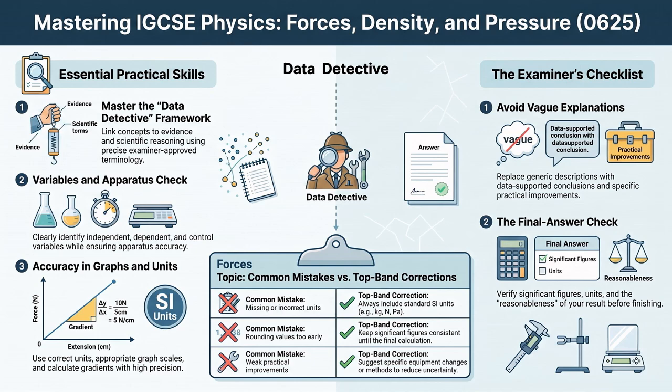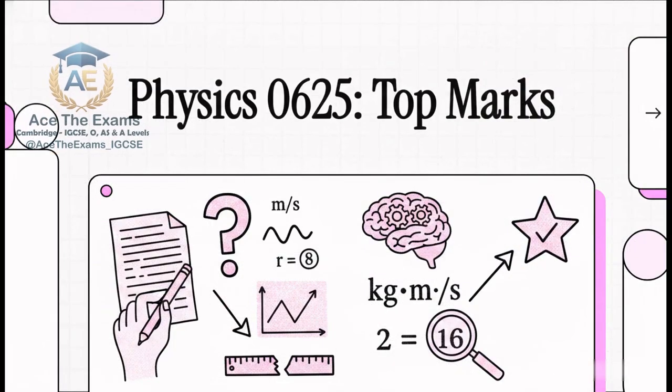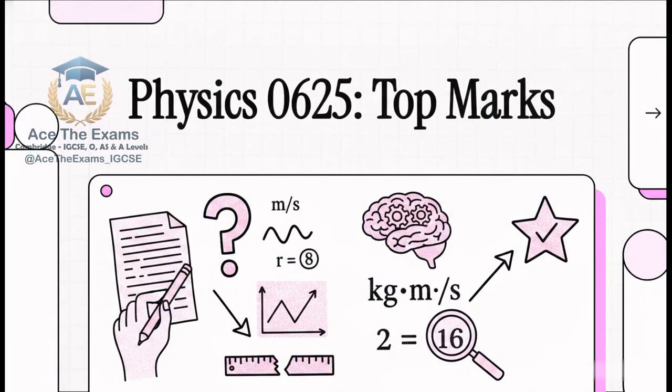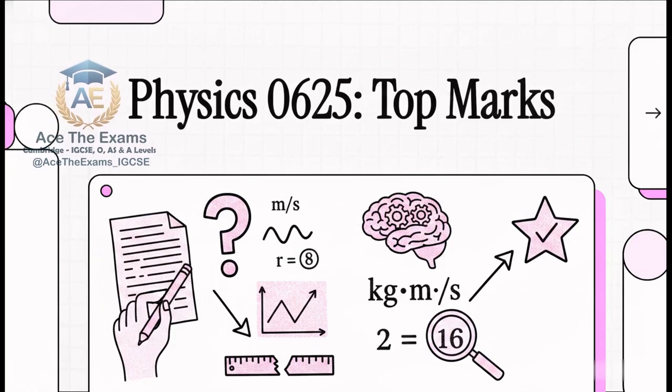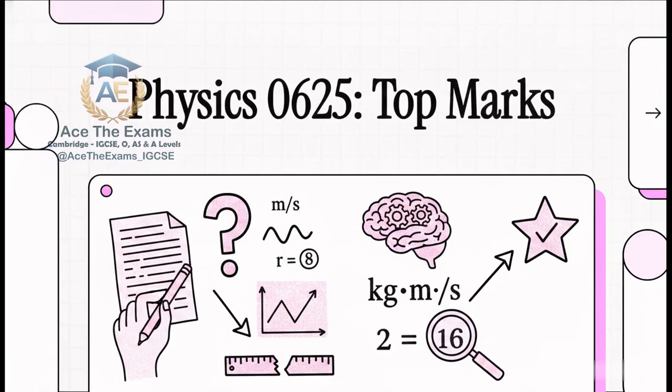You walk out of the exam room feeling like an absolute genius. A week later, you realize a single missing unit and one tiny, prematurely rounded number just nuked an entire grade boundary. Yeah, it is brutal. And it happens to thousands of Cambridge IGCSE physics candidates every single year.